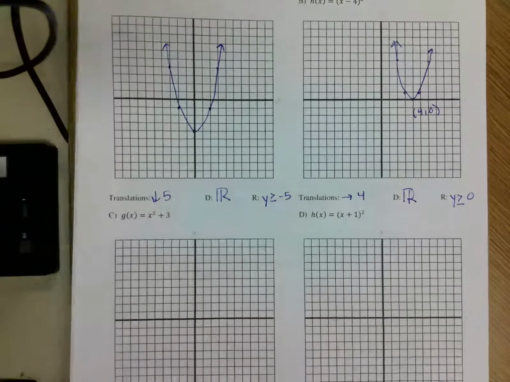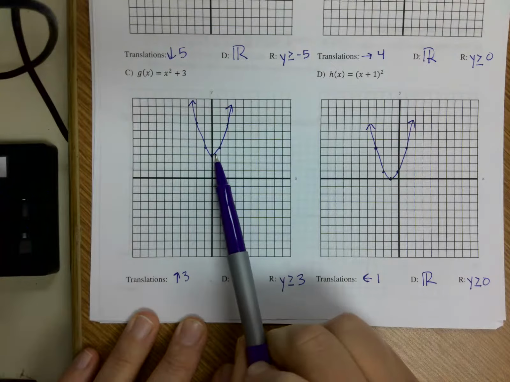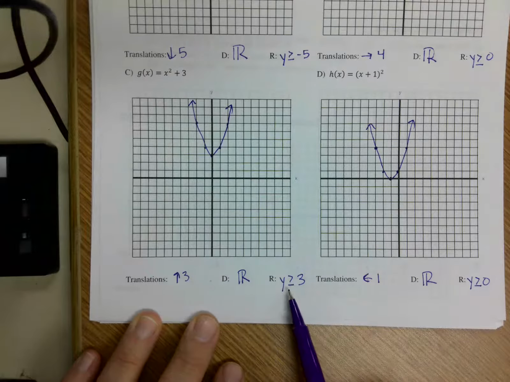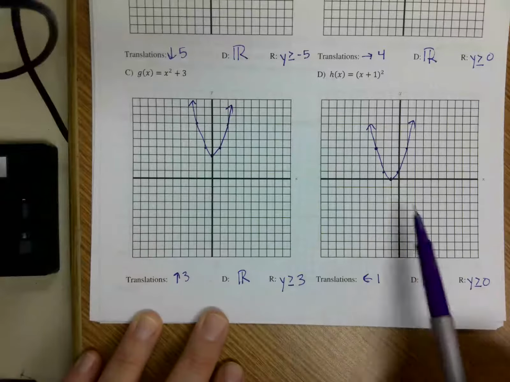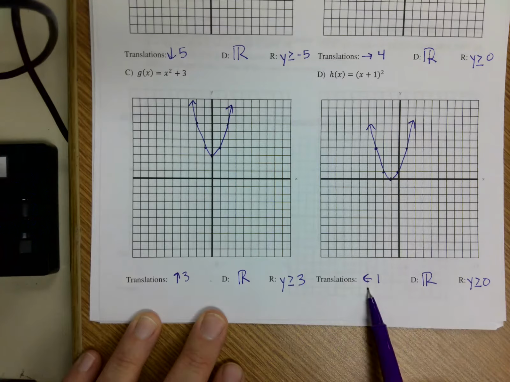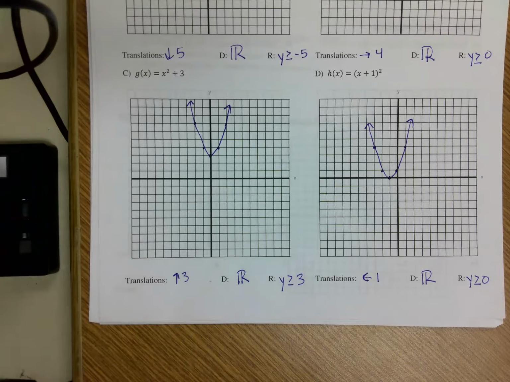I want you to do C and D by yourself right now. Here you should have got that this moved up 3. My domain is still all real numbers, and y is greater than or equal to 3 because the graph is moving up. Here this moved to the left 1. So left 1, still all real numbers, and y is greater than 0.